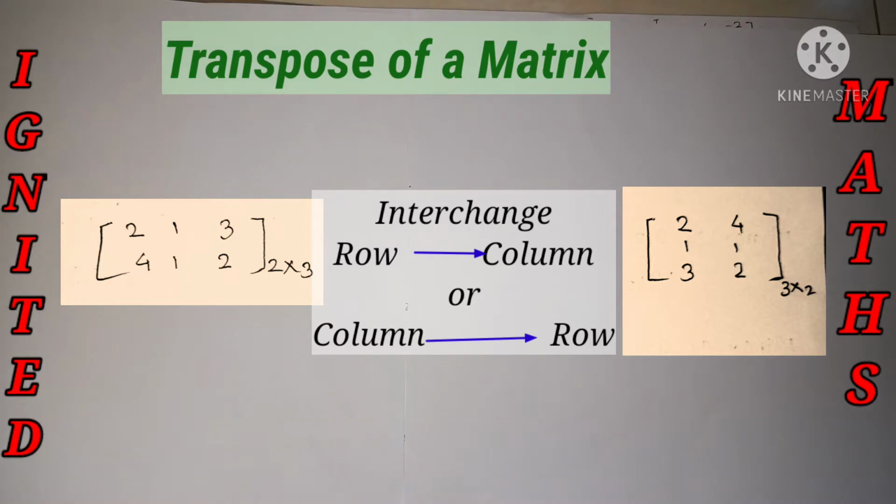A specific matrix will be given. We need to interchange the specific rows and specific columns. That is, row 1 should be interchanged to column 1, row 2 should be interchanged to column 2, and row 3 should be interchanged to column 3. N number of rows will be interchanged with N number of columns. That is the complete idea of the transpose of a matrix. Now this exercise 4.7 is completely based on the transpose of a matrix.